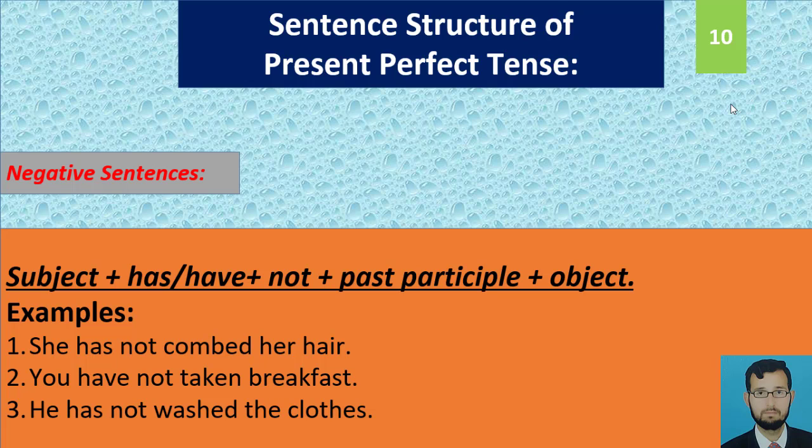See the examples for further clarification. Here are 3 examples we can analyze. After studying these 3 examples: he, she and you are subjects, has and have are auxiliary verbs, washed, combed, taken are past participles of the main verb, and breakfast, hair and clothes are objects.